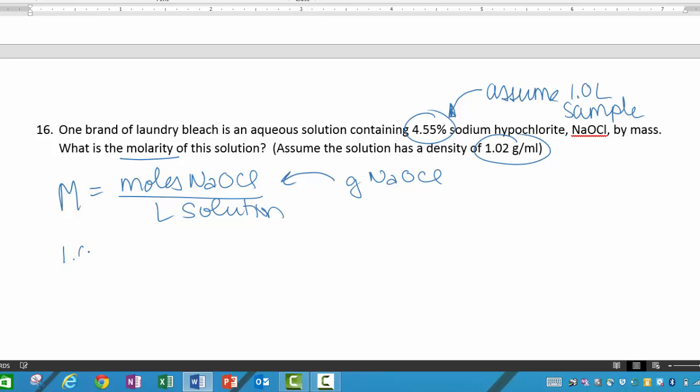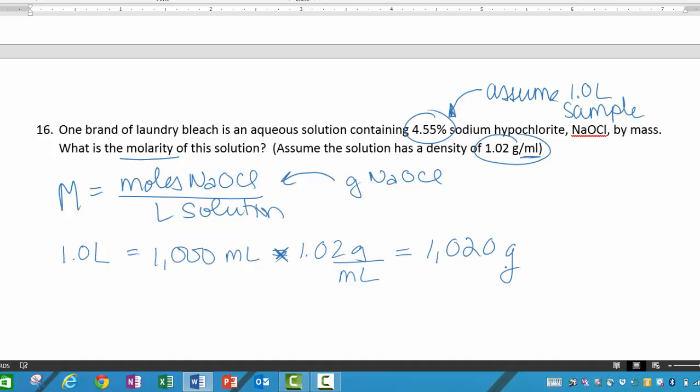So if we assume a 1 liter sample, let's convert that into milliliters, because notice our density is given in grams per milliliter, and I want to multiply that. I have a 1,000 mL sample, and the sample has a density of 1.02 grams per mL. And again, remember, where did I get 1,000 mL from? I just made it up. I just picked some arbitrary volume. It doesn't matter which volume you pick. So if I had 1 liter, it'd be 1,000 milliliters. It would weigh 1,020 grams.